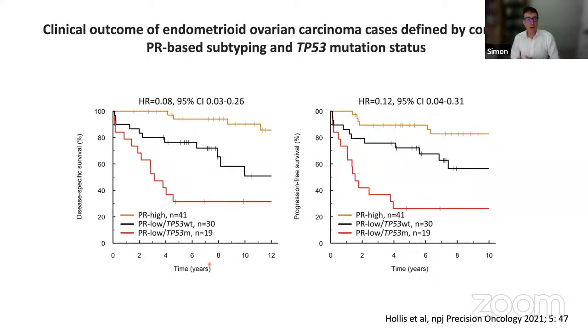And when you look at PR and P53 mutation status, that's exactly what you see. So the PR immunohistochemistry can act as a surrogate for beta-catenin mutation and produces the same 3 groups by outcome in both disease-specific survival and in progression-free survival. So what this means in practice is that, in theory, at least, we can use 2 immunostains to separate endometrioid carcinomas into these 3 groups.